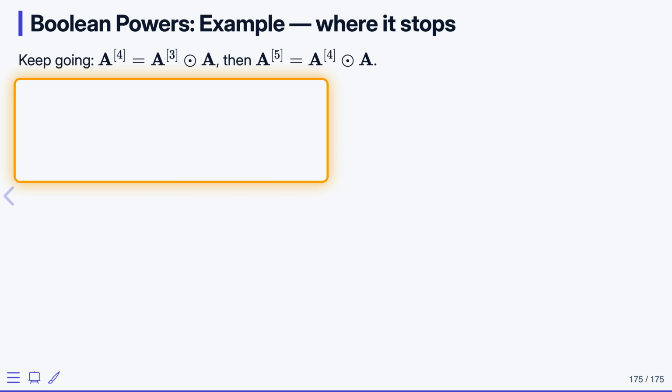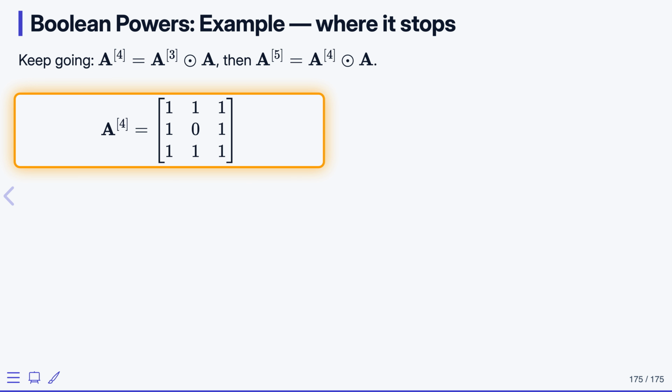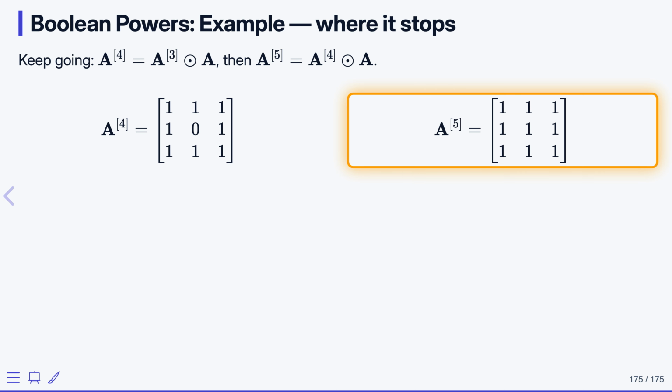Keep going with the same method. The fourth power is the third power, circle dot A. It comes out as rows 1, 1, 1; 1, 0, 1; and 1, 1, 1. Only a single 0 is left. The fifth power is the fourth power, circle dot A. Now every entry is 1.